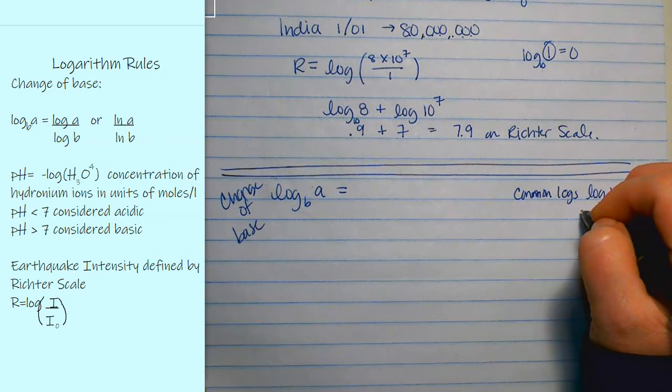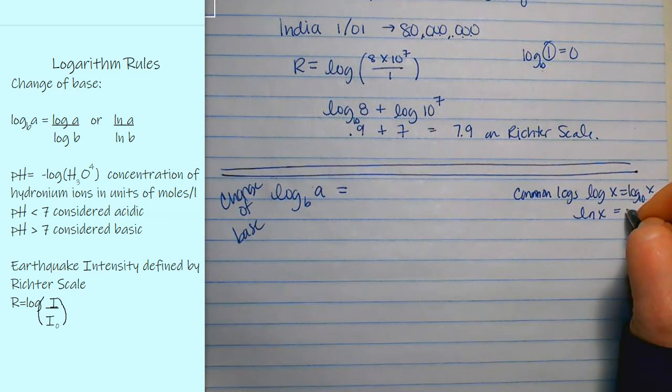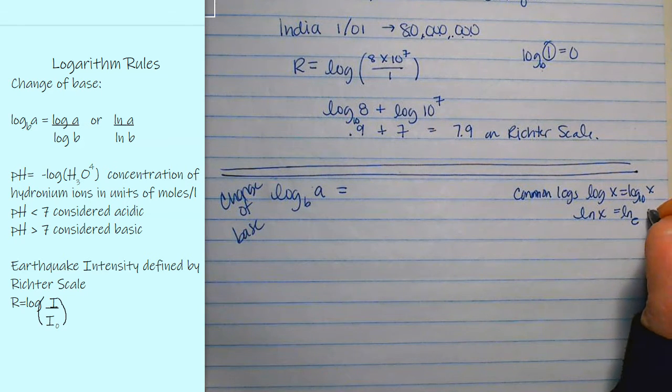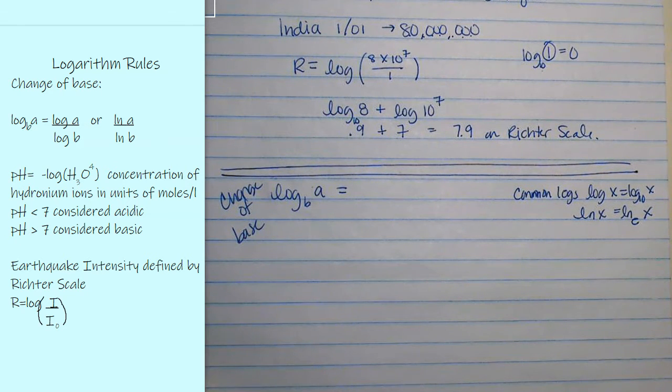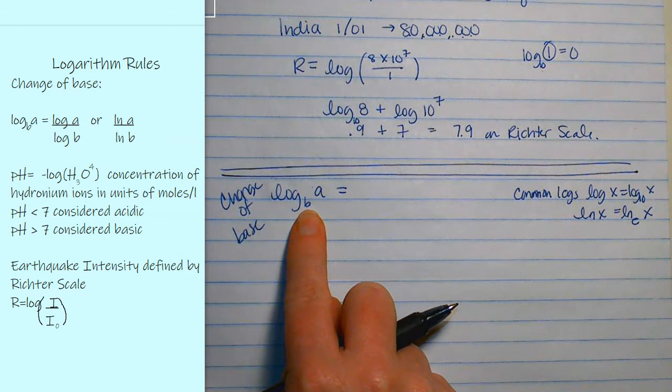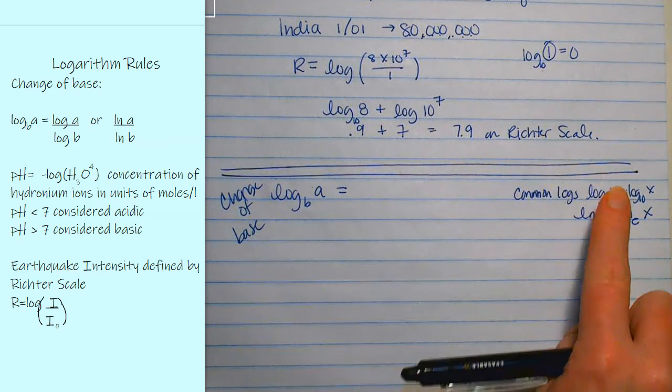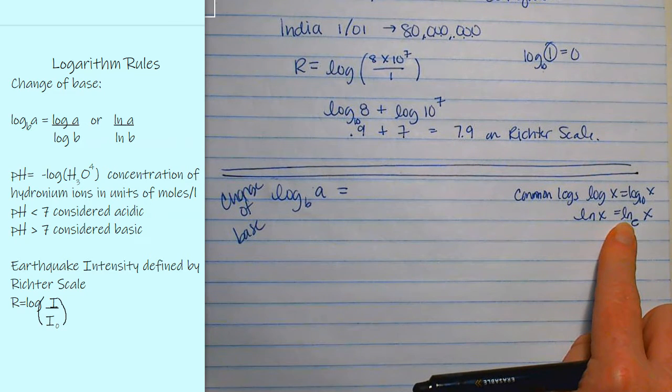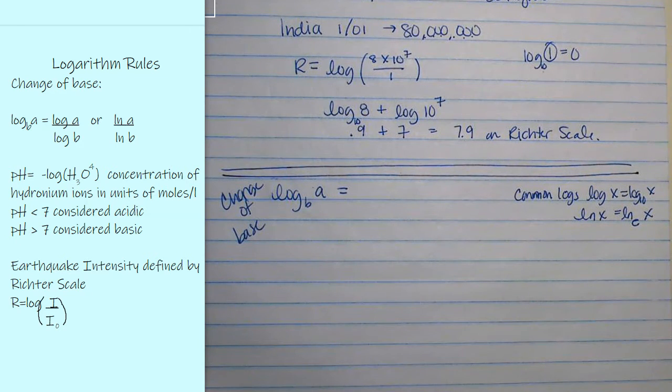And if we had the natural log of x, that means the natural log of e, and then x is the argument. So we can change anything that has a base that's different from 10 or e into either of these that are easy to solve for. And I'm going to show you the change of base, how it works, and then I'm going to show you the easy way to just memorize it.